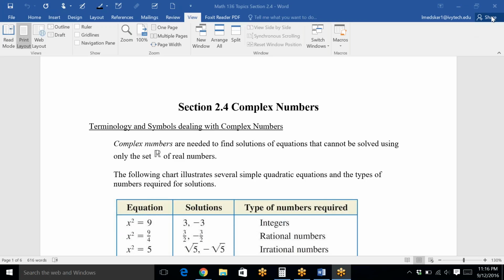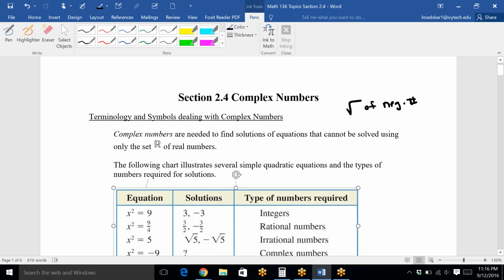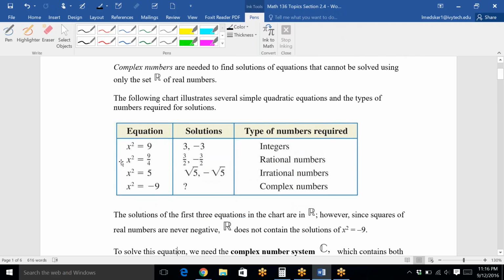This is the pre-video for section 2.4 so that you can get an idea about complex numbers before we come to class on Wednesday. Complex numbers are the solutions to equations that were not able to be solved before. Mainly, the thing that pops up is square roots of negative numbers. That's the big thing that's been a stumbling block for us so far this semester in terms of what we couldn't solve. So this is illustrating different types of solutions using the square root method.